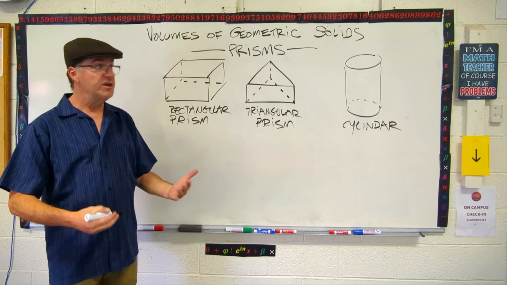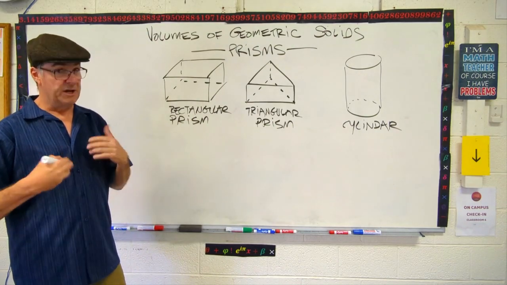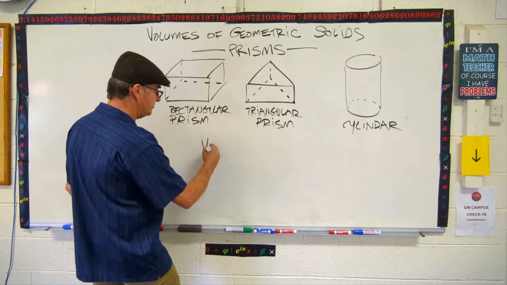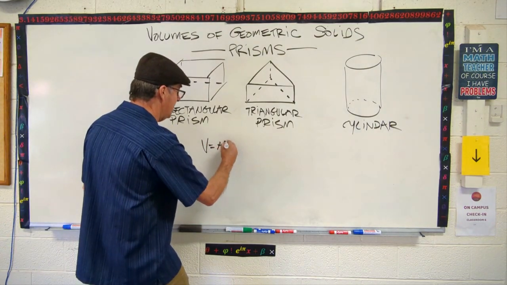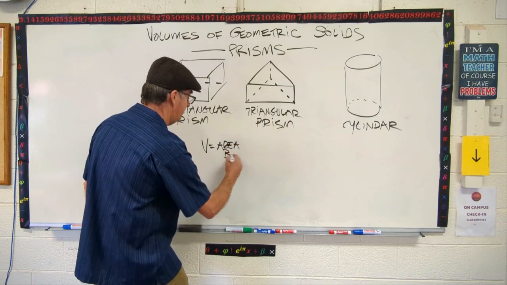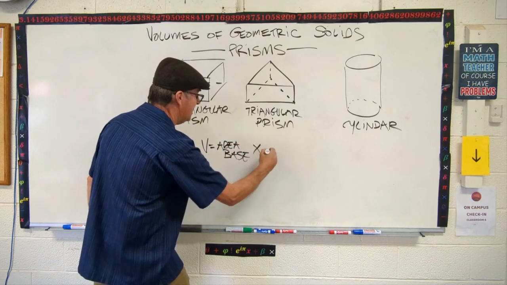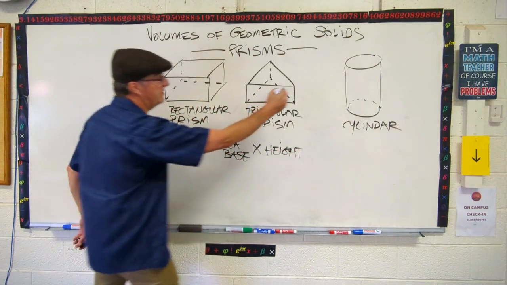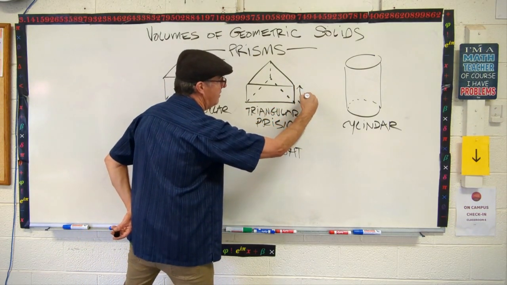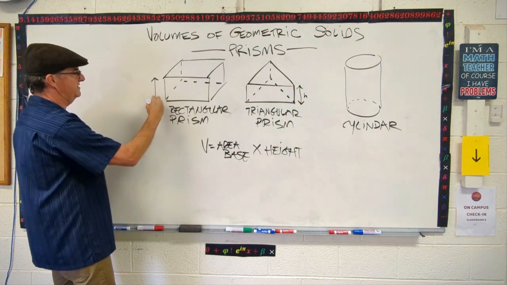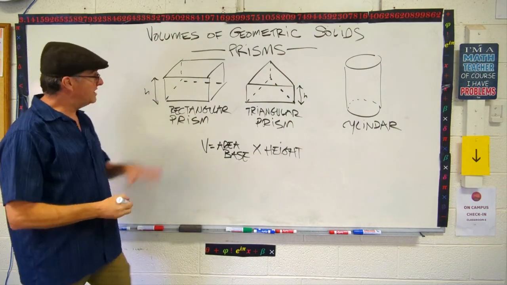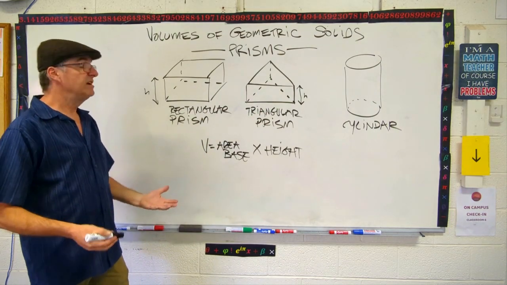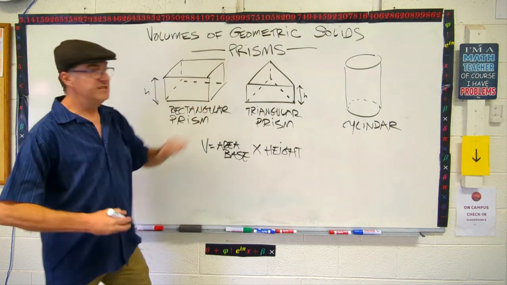Now the formula for volume of all 3 of these is the same. We're going to express it a little differently. For these 2, the volume, I'm just going to use V for volume, is the area of the base times the height. And the height would just be this distance here, or in this one, this distance there. So that's the height. So if I gave you measurements for either of these that would allow you to calculate the area of the base and the height, you can calculate the volume of these 2 figures.